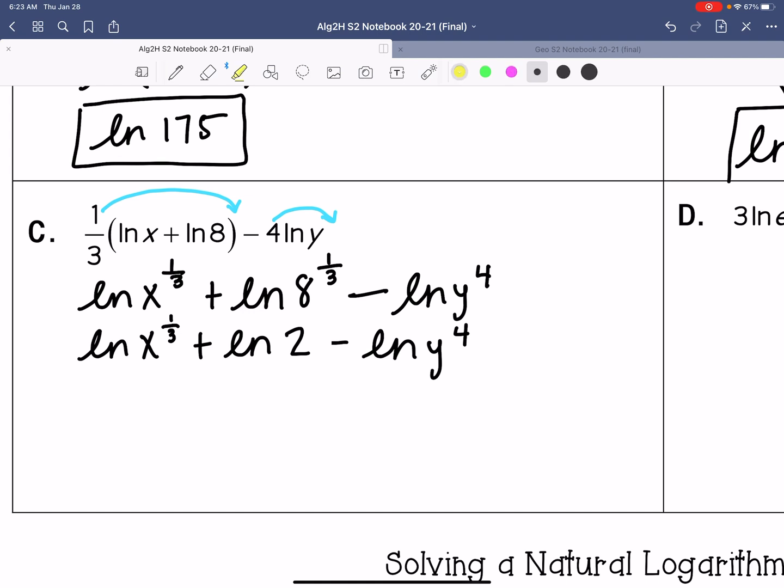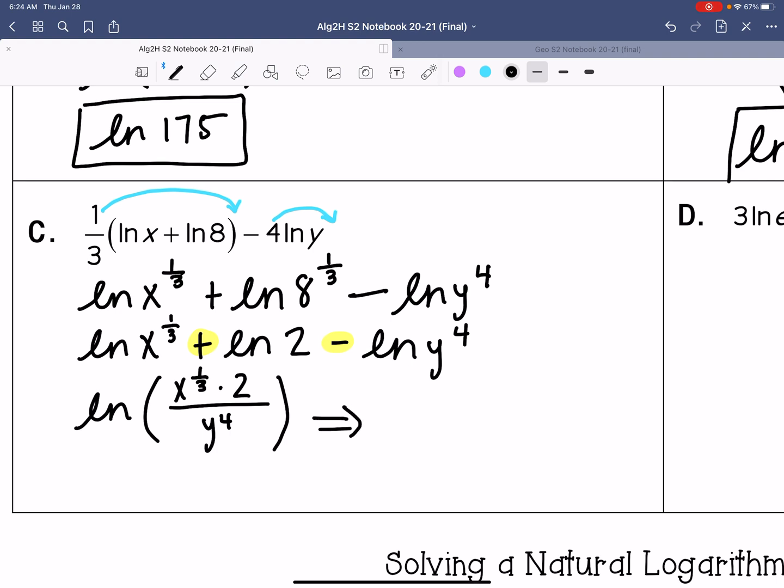Okay, so again, plus is going to be multiplication. It's going to be in your numerator. Minus is going to be in that denominator. So let's write it as 1 natural log of x to the 1/3 times 2 divided by y to the 4th. And I'm totally fine with this answer. The other way we can write that is take that 1/3, and that's really a cube root, so we could write it like that as well. So we have natural log of 2 times the cube root of x over y to the 4th power.